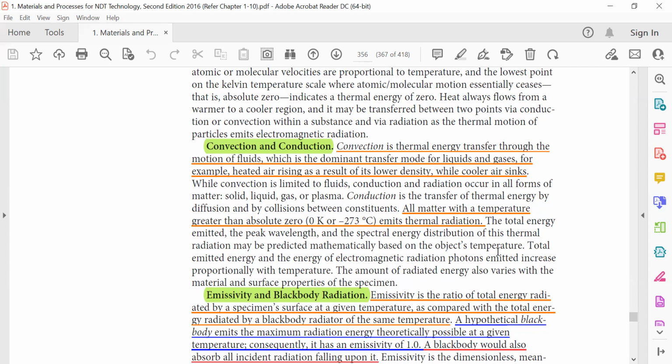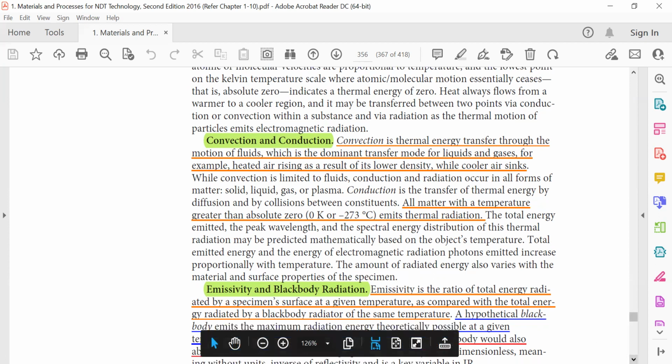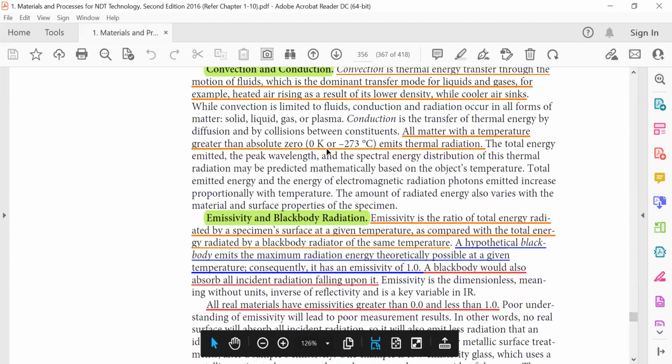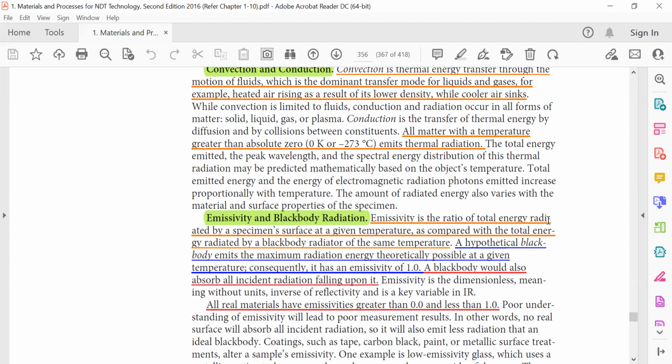anything greater, emits thermal radiation. If it is just 0 degrees Kelvin, there is nothing. Emissivity and blackbody radiation. Emissivity is the ratio of total energy radiated by a specimen surface at a given temperature as compared with total energy radiated by a blackbody radiator at the same temperature.